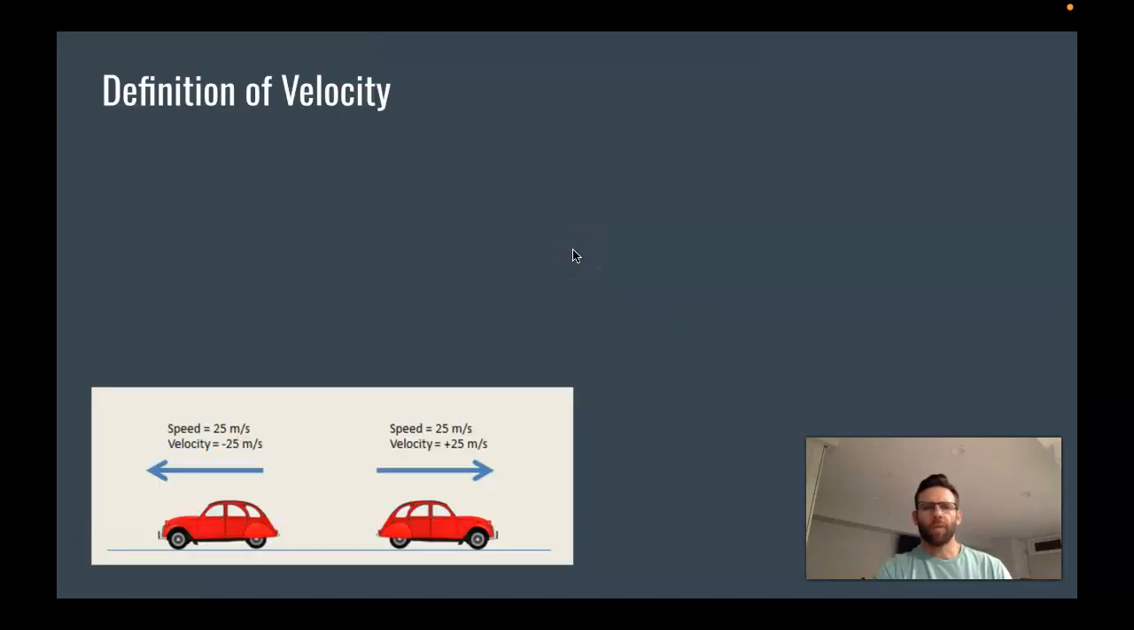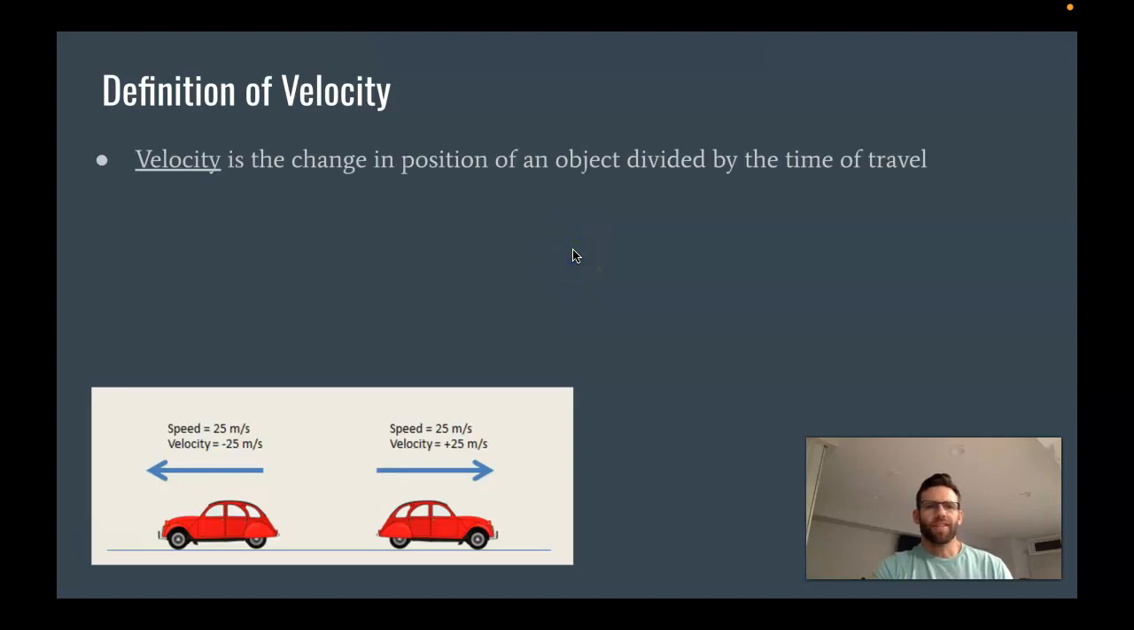Alright, so let's talk about what is velocity. Velocity is the change in position of an object divided by the time of travel. So we've already talked about how displacement is the change in position. If you take that change in position and you divide it by time, that's what velocity is. So in other words, velocity is displacement divided by time.